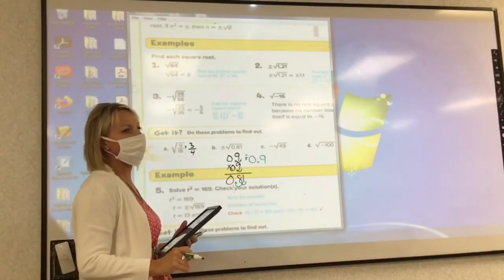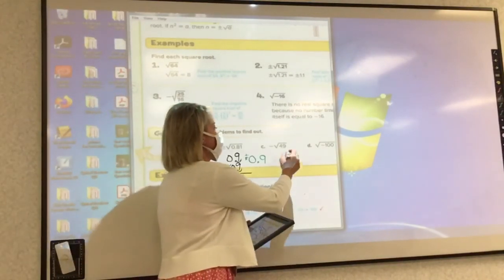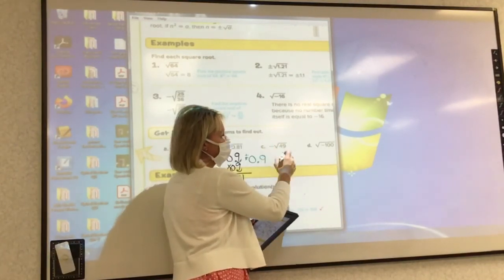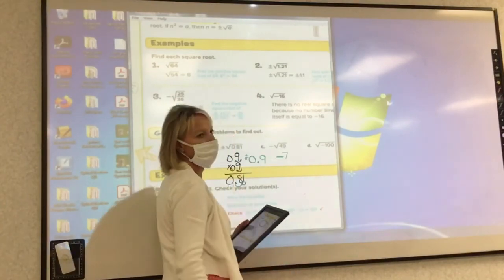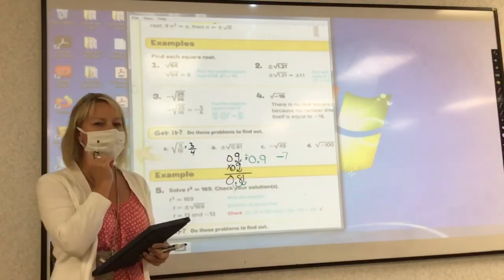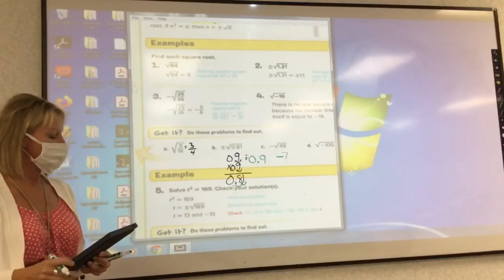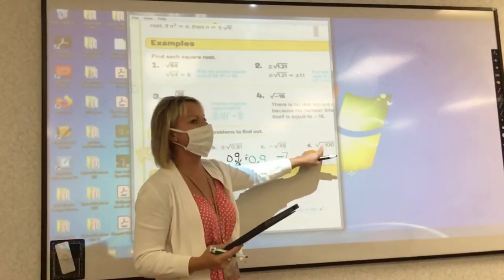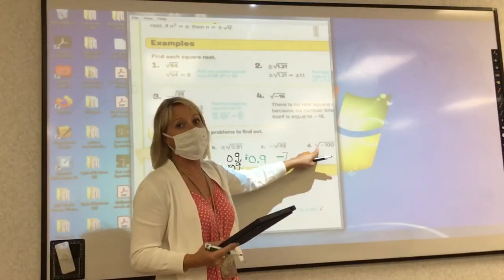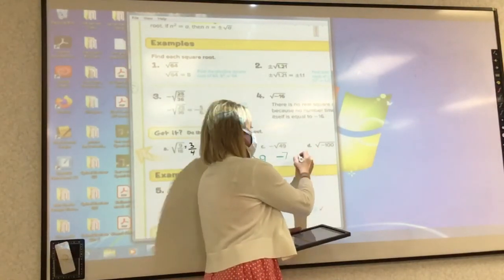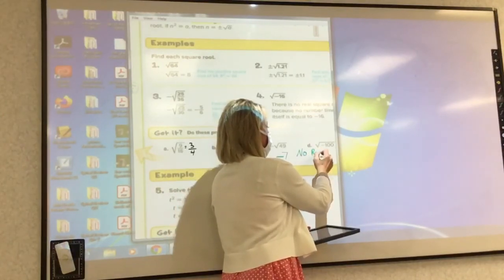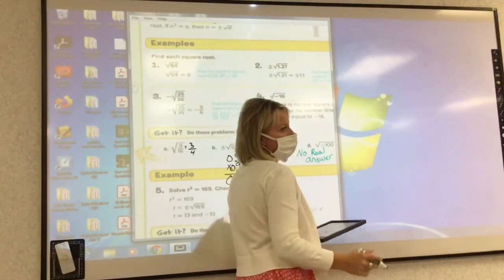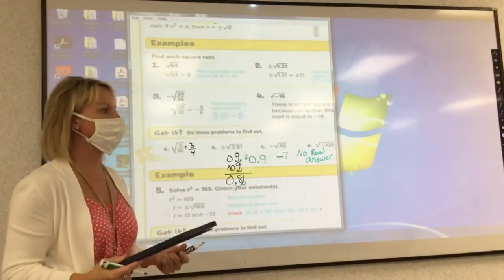The square root of 49. 7. Okay, it's 7, but the negative's outside the radical, so you better bring it with it. So it's -7. It cannot be +7. For D, the negative is inside the radical. Can't do it. So you say, no real answer. Don't say I can't do it. You just need to say there's no real answer.